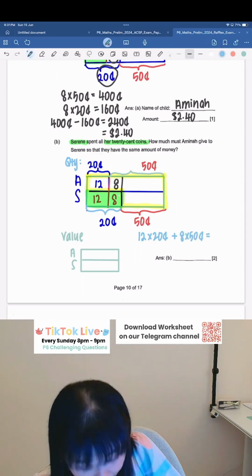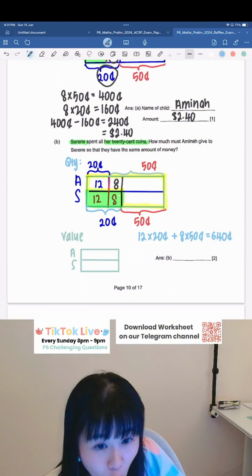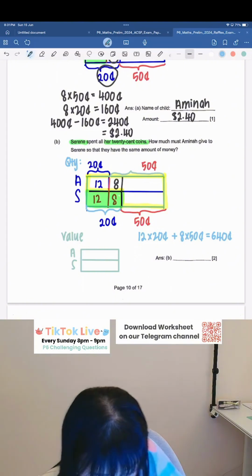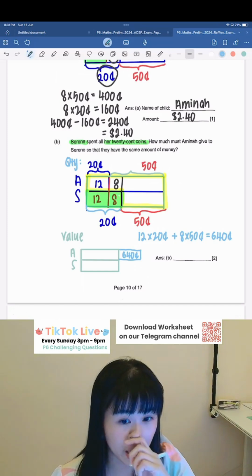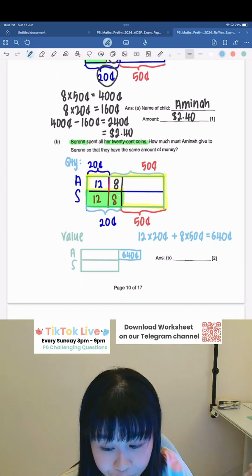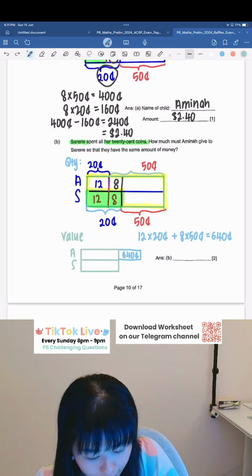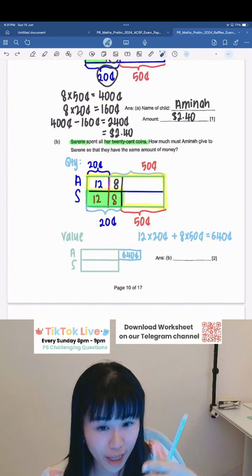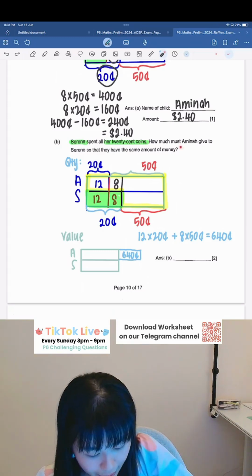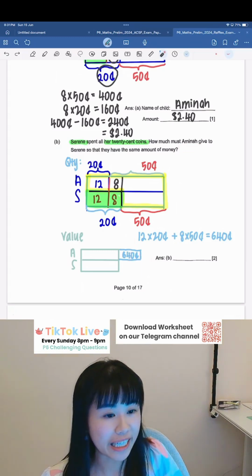So Amina currently has 640 cents more in value. Which I will draw it here. The value here is 640 cents more, which is basically $6.40. 640 cents is $6.40. Okay, so the value now here and here is the same. Only difference is here. From my quantity model, I have already moved on to my value model. But how much must Amina give to Serene such that they will have equal?